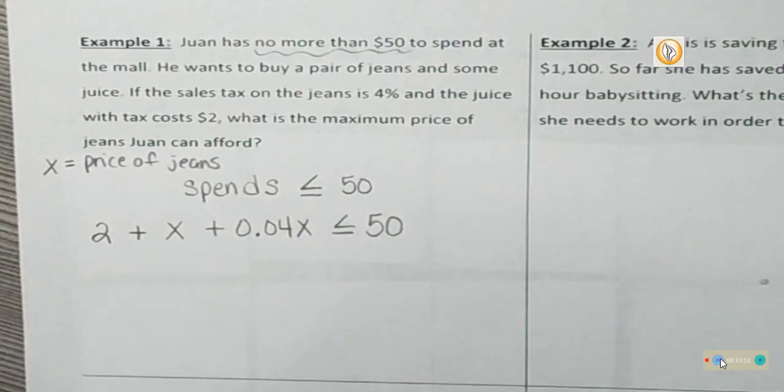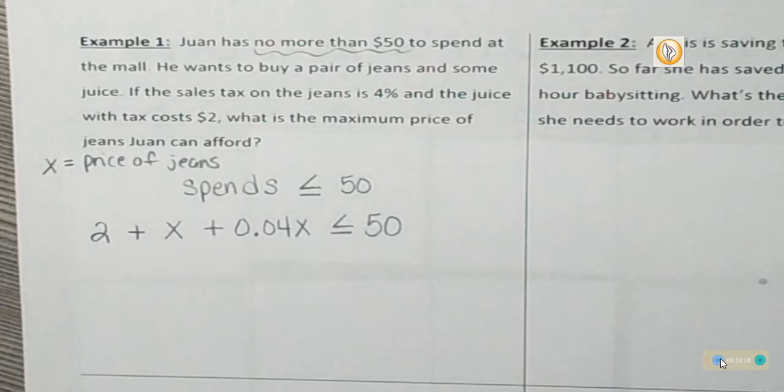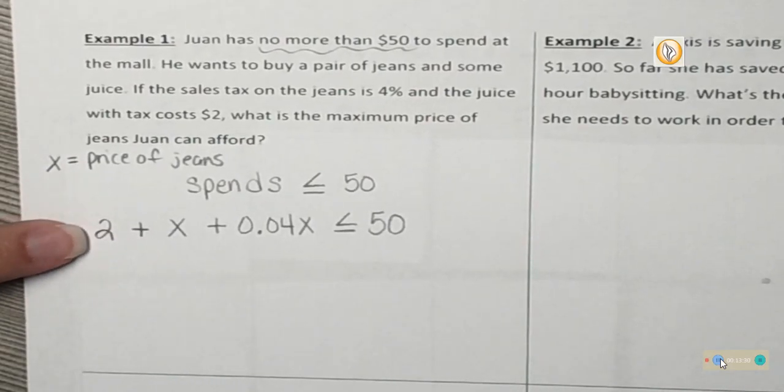Why does he have to stay less than $50? That's all he's got. If he goes in the store and his purchase is going to be like $62, they're not going to just front him the other money because he's cute. They're going to say, no, sorry, you're going to have to go pick some cheaper jeans or something. So this is how you write your equation.